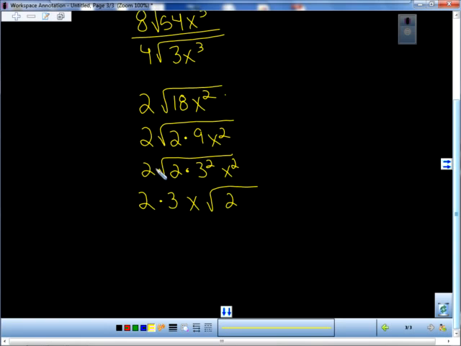And remember, if this is even, this is a 2 right now, we have to take the absolute value of our variables. So we have 2 times 3 gives me a 6, absolute value of x, square root of 2. So this is your final answer, 6, absolute value of x, root 2.